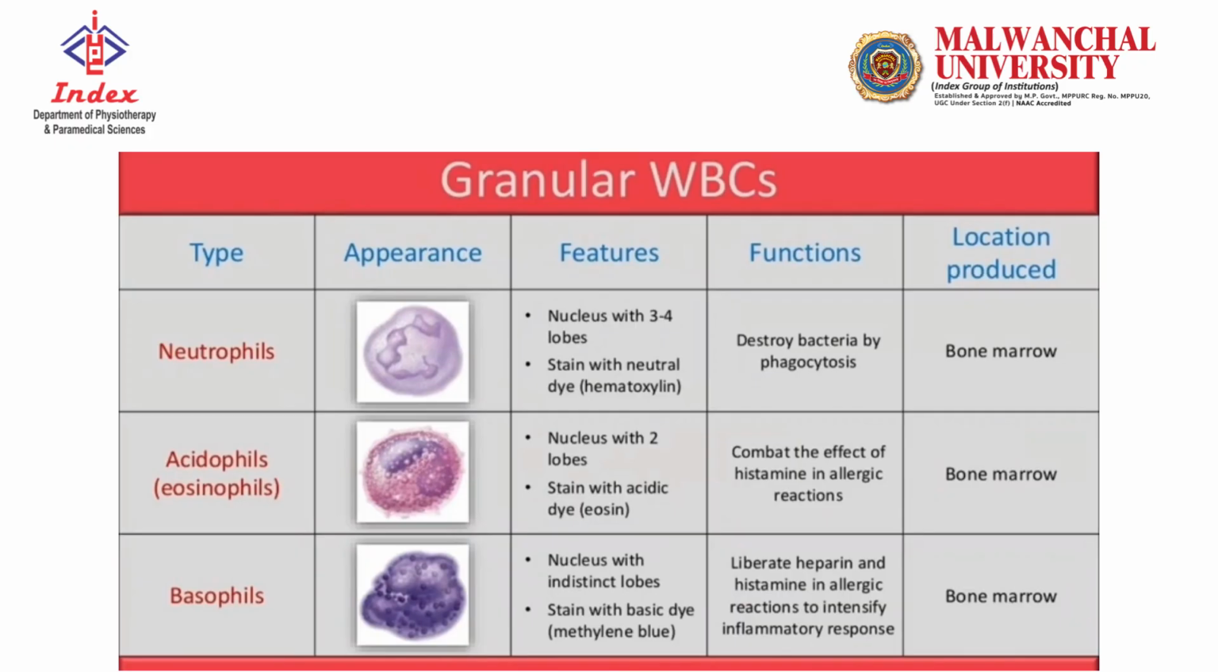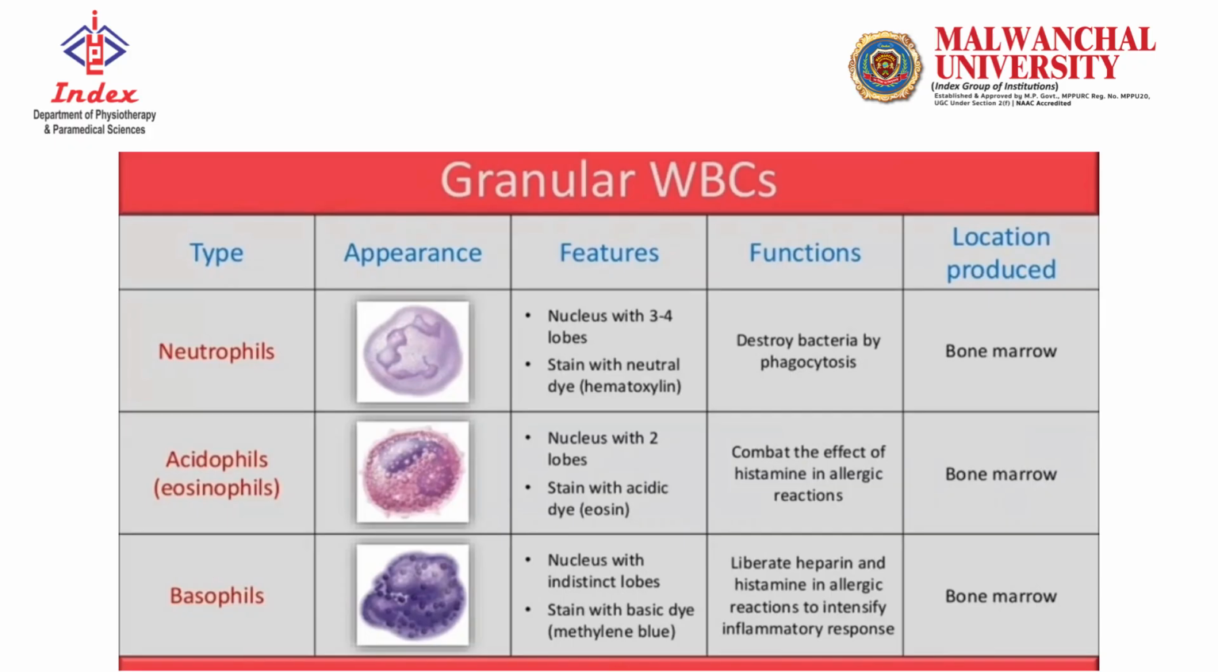Neutrophil. Features: the neutrophil nucleus has 3 to 5 lobes. It stains with neutral dye, hematoxylin. Functions: destroy bacteria by phagocytosis. Location: produced in bone marrow.